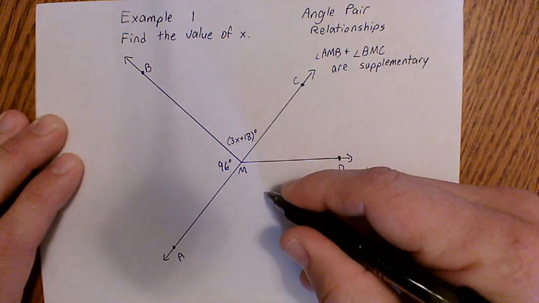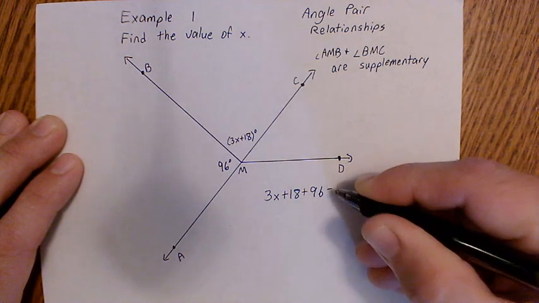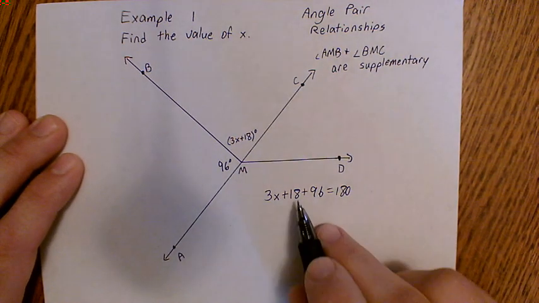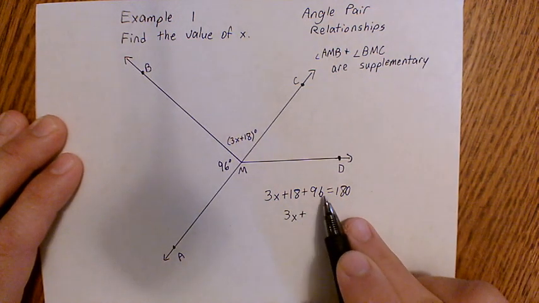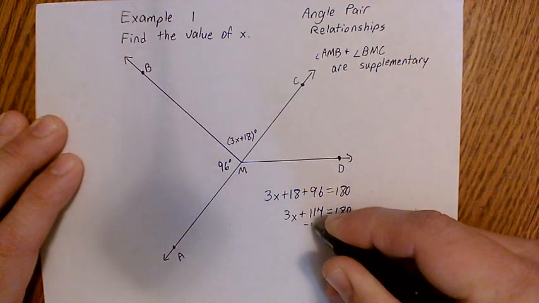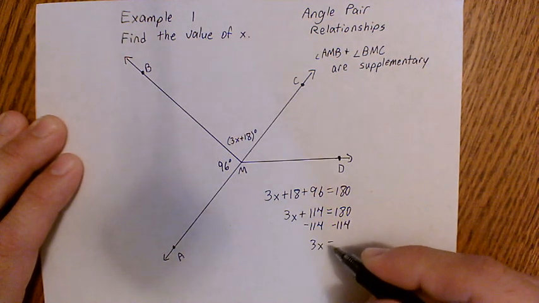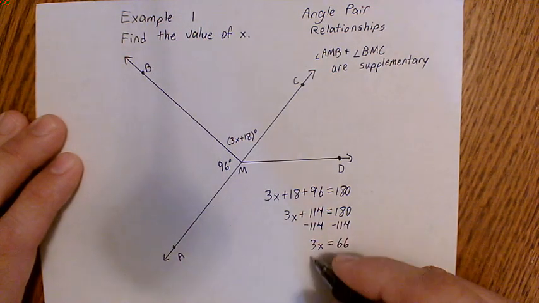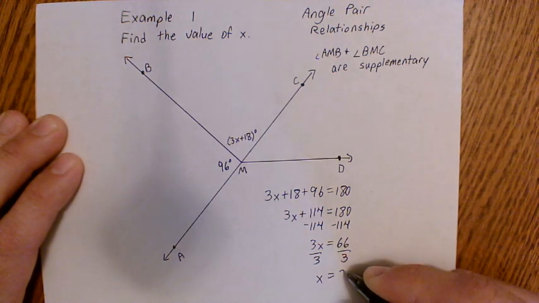So I know that if I take the 3x plus 18 and add the 96 to it, that would equal 180. Now I've got a pretty easy equation to solve. You'll want to do things like combining like terms here. So 3x plus 18 plus 96 ends up being 114. And I will subtract the 114 from both sides. And so 3x will equal 66, which is what 180 minus 114 is, and when I divide by 3, I get x is equal to 22.